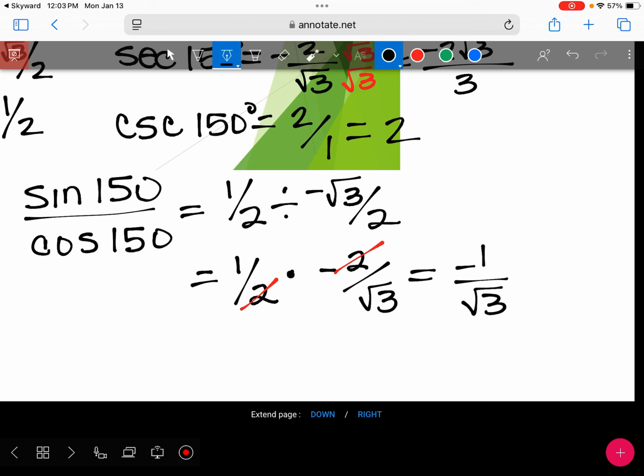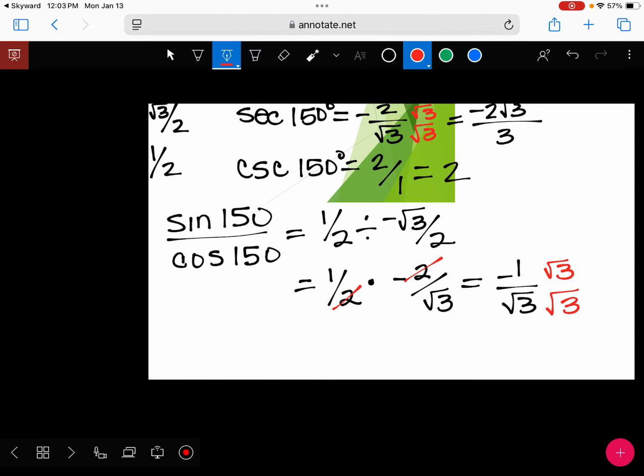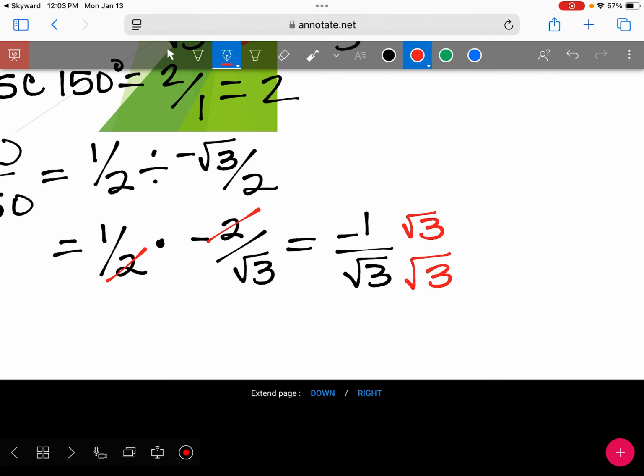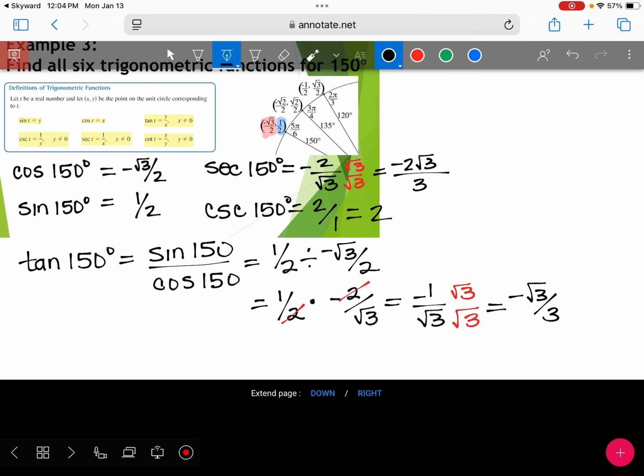How is 1 still negative? So I multiplied it. Oh, no. Yeah. So we know that, and I'm going to actually talk about that after we finish this example. So when we multiply top and bottom by the square root of 3, we get negative root 3 over 3. And that would be our tangent.